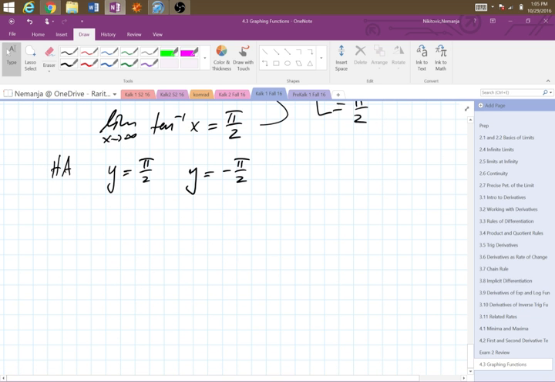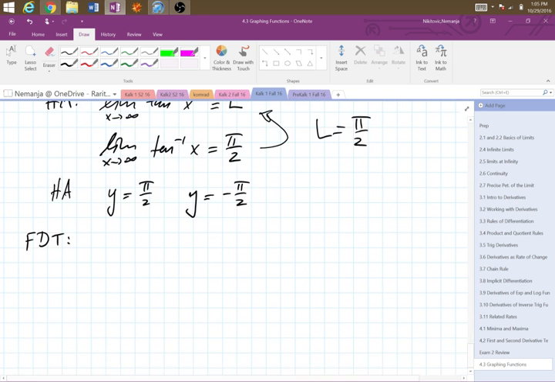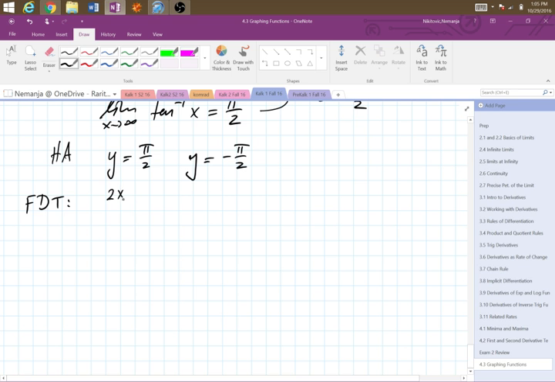We have the first derivative test. We take our first derivative and we set that equal to 0. 2x over 1 plus x to the fourth equals 0. The denominator drops, 2x equals 0, x equals 0. Make sense?